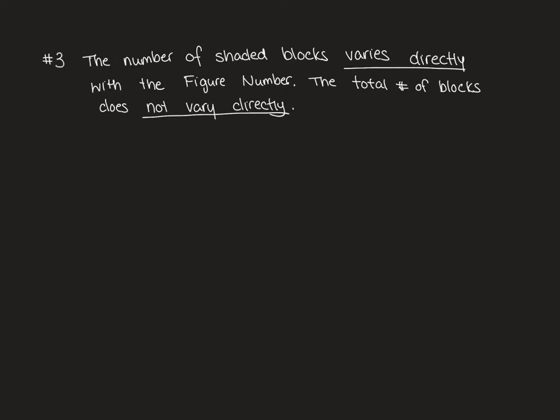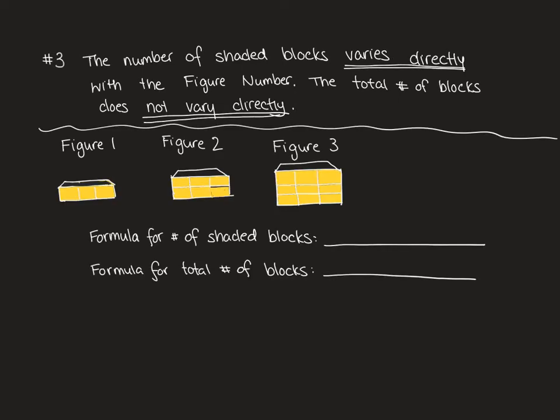For question number 3, there are several different parts, and they're going to give you some figures that have shaded and unshaded blocks. So the number of shaded blocks will vary directly, so it will be like multiplication with the figure number, but the total number of blocks altogether will not vary directly with the figure number. So we'll show you an example. Here are 3 figures that have stacks of shaded blocks. They're yellow blocks in my example. And then the black box that's a different shape at the top is the unshaded box.